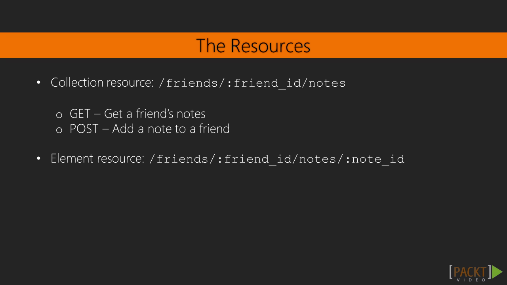We also want to be able to update or delete individual nodes. So we add an element resource for the nodes collection. We let the put method update the node and the delete method delete the node. In this video, we have learned how to design API specifications by knowing the data, choosing the representation, and defining the resources.